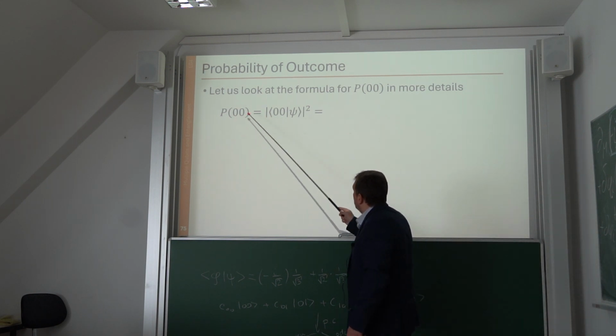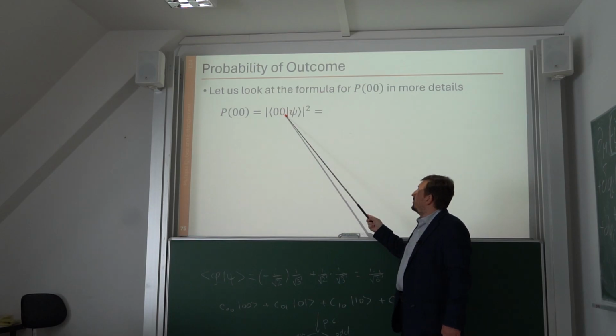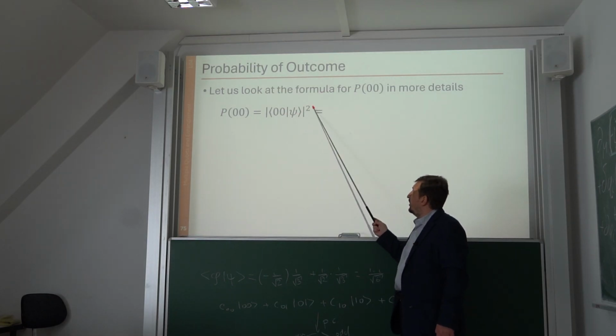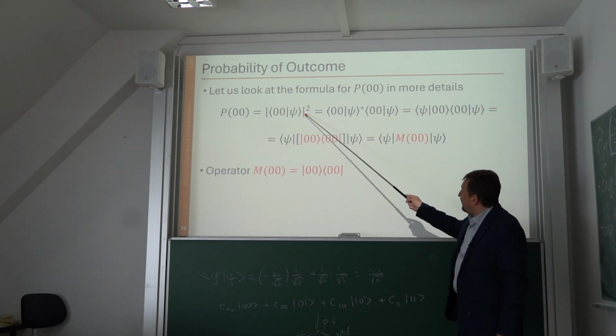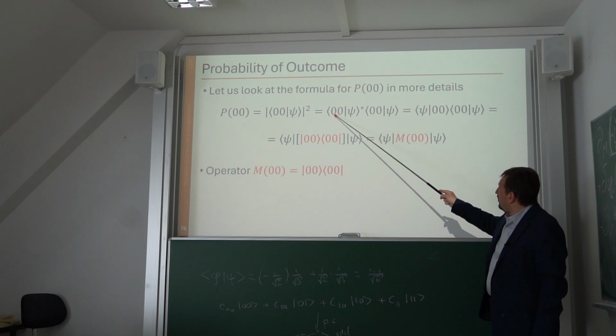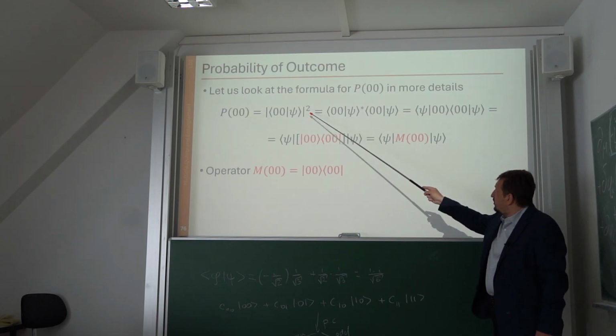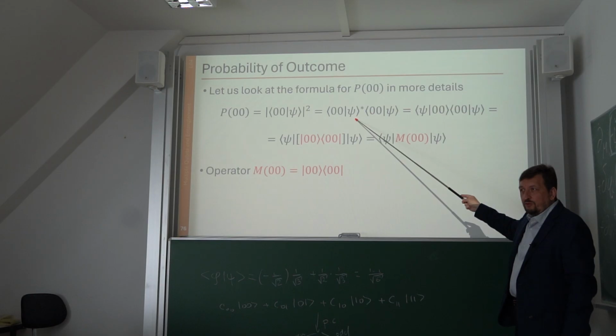So this is a formula for probability of outcomes 0, 0. This is the absolute value of this scalar product squared. I can rewrite this absolute value squared as follows. First of all, this is absolute value squared, so this is this quantity times the conjugated quantity.